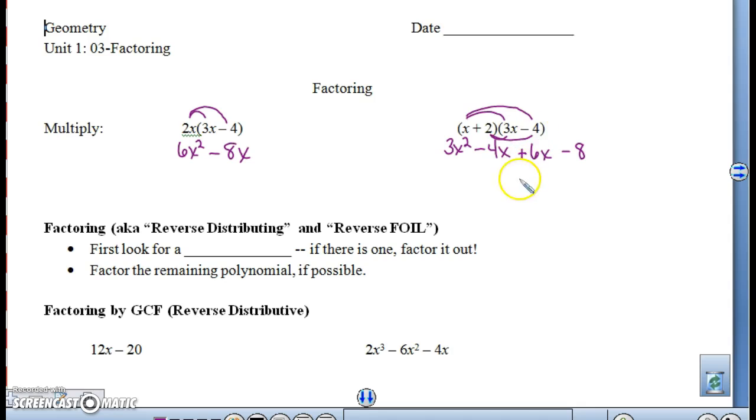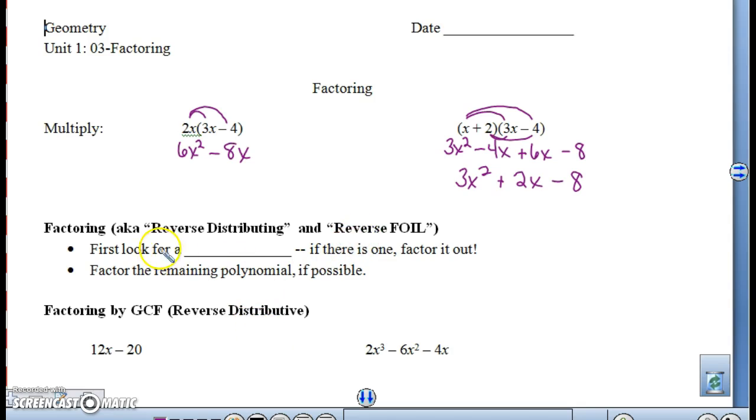First, outside, inside, last, or FOIL. Combine your like terms. 3x squared plus 2x minus 8. And there we go. Distributive law, or FOIL, or a double distributive. Now, when we factor, we undo those processes. When you factor, you reverse distribute or you reverse FOIL.